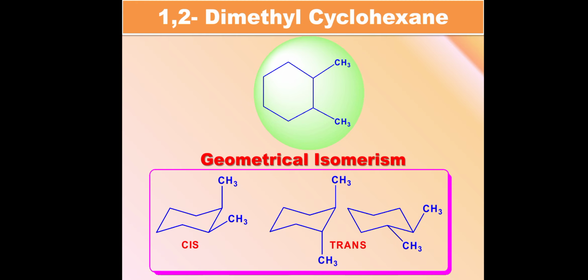But if you look at the trans, your carbon number 1 methyl is at axial, carbon number 2 also at axial, or carbon number 1 at equatorial and carbon number 2 also at equatorial. In both the cases, your carbon number 1 methyl is pointing towards the upward direction and carbon number 2 methyl is pointing towards the downward direction, and because of that it is the trans isomer.